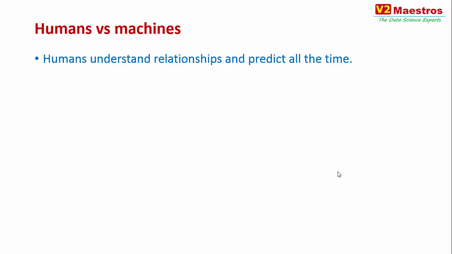One of the most important things you want to know about is humans versus machines. Humans understand relationships and predict all the time. That happens in a human brain without us even being conscious of it. We keep collecting data, we keep understanding relationships, we keep building models in our heads, and we keep predicting all the time. Anytime you say, "I think this is going to happen," it means you're using a model that you built inside your head to predict something. If you say, "I think it may happen," it's a weak model. If you say, "I'm 100% sure that this is going to happen," it's a very strong model.